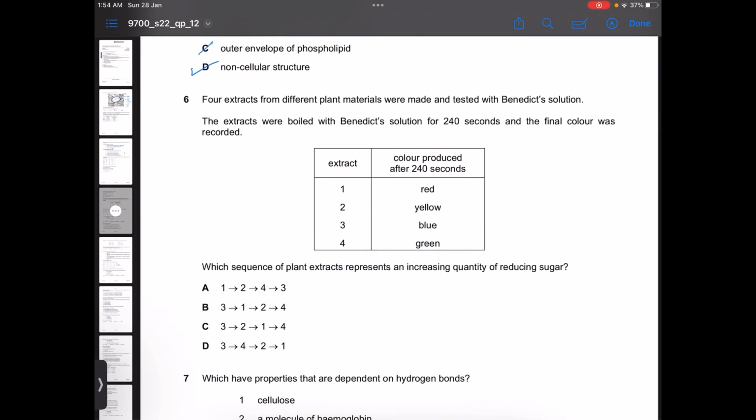4 extracts from different plant materials were made and tested with Benedict's solution. The extracts were boiled with Benedict's solution for 240 seconds, and the final color was recorded.